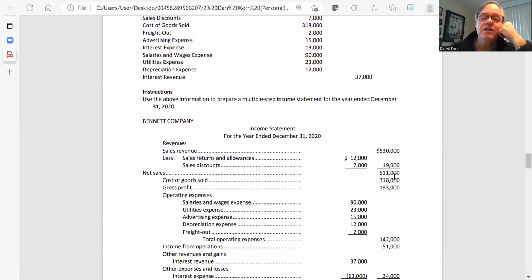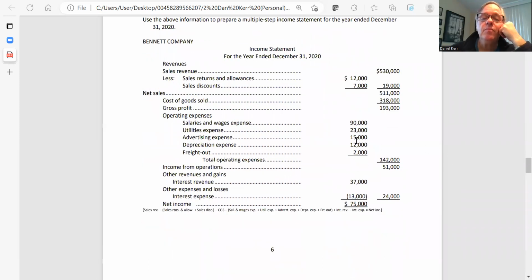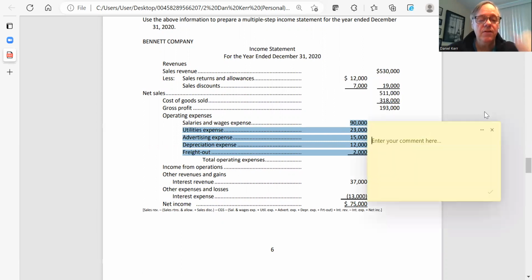So it's the revenues minus the returns and allowances. That gives me net sales. Subtract out the cost of goods sold. This is why it's called multiple step. That gives you the gross profit. Subtract out the operating expenses. All these things here are operating expenses. And then that would give us income from operations of 51,000.